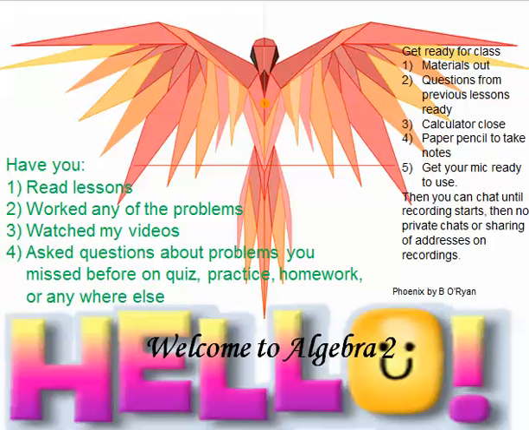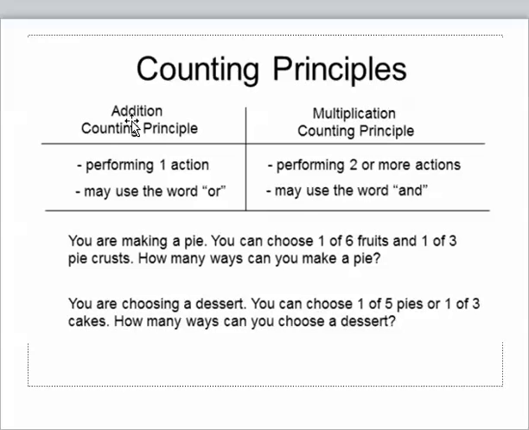The counting principles are nothing more than a statistical way of saying how we're going to count how many we got. Okay, so let's look at this. You've got the addition counting principle: you can perform one action, or it may use the word or in it. Or you've got the multiplication counting principle: you're performing two or more actions and you've got the word and located in it somewhere.